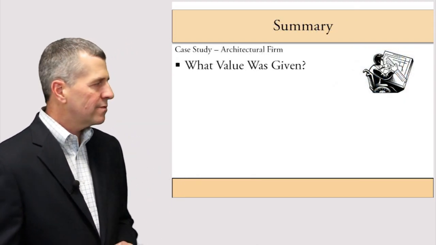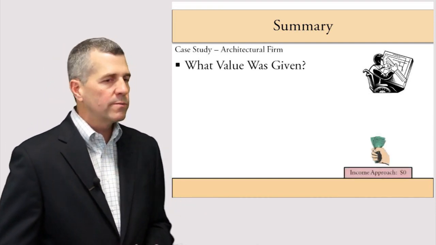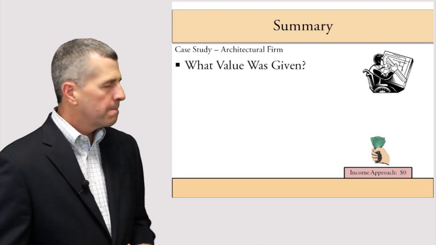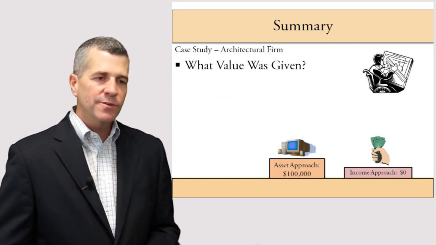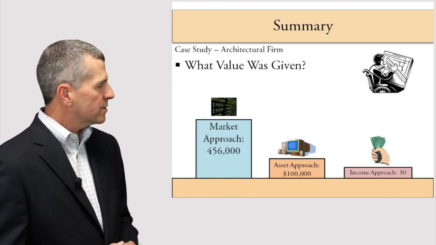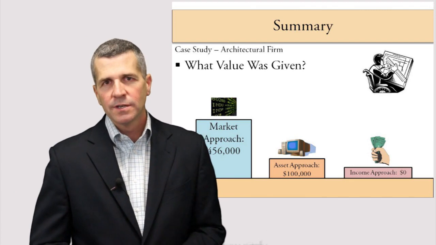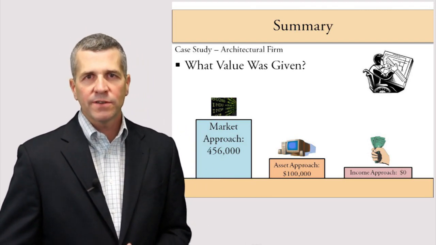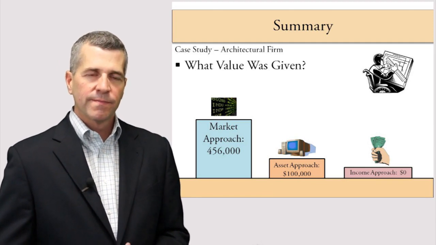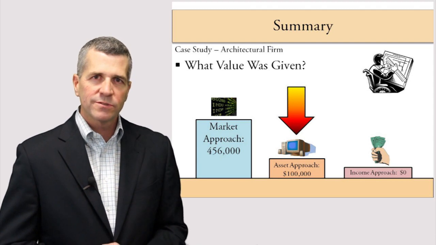Now let's summarize each of our case studies. First, the architectural firm. If you'll remember, under the income approach, the architectural firm had a zero value. Under the asset approach, the architectural firm had a $100,000 value. And under the market approach, the architectural firm had a value of $456,000. So when we issued our report as valuation analysts, what value was given on this business? The answer is $100,000 for the asset approach.